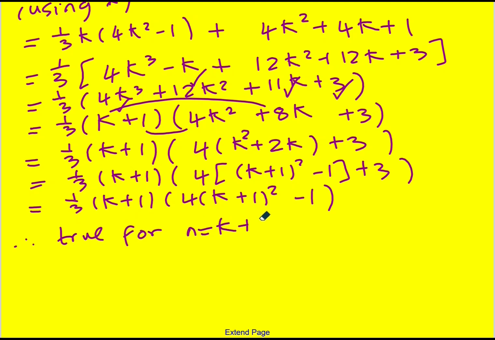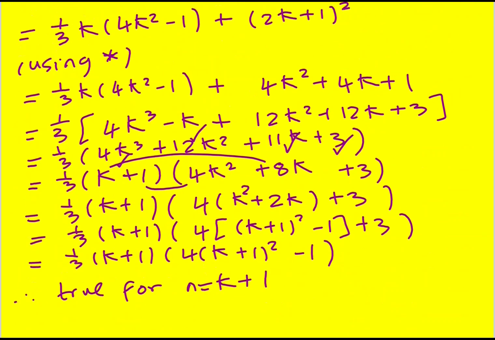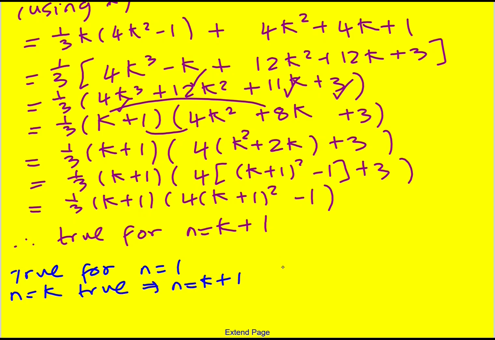You can arguably do this a little bit quicker in places. Going from here to here, you could take some shortcuts, but I want to show my working really clearly. Don't leave any kind of gaps, just in case they're part of the mark scheme, and the argument just has to be clear at the end of the day. So, true for n equals 1, n equals k true implies n equals k plus 1 true.